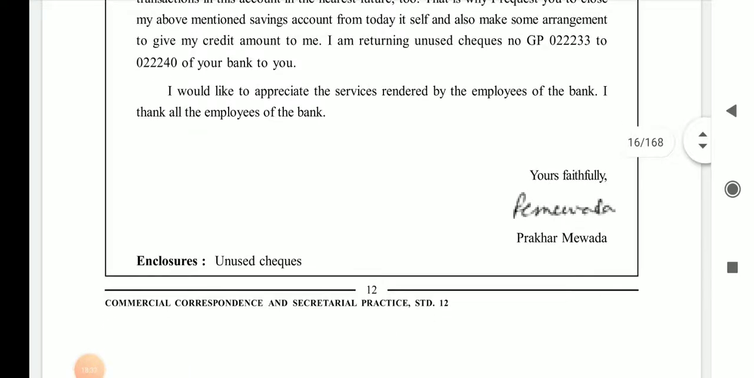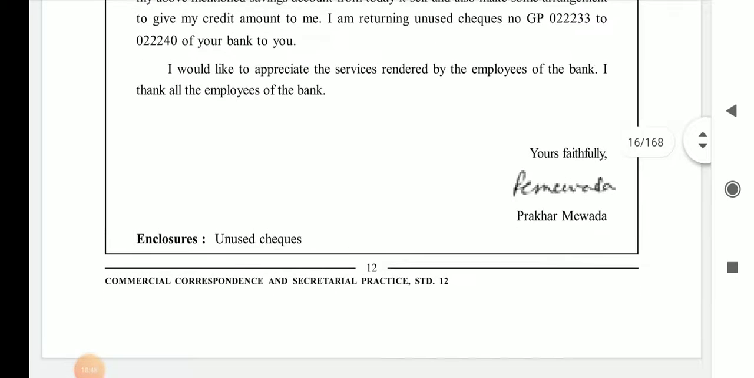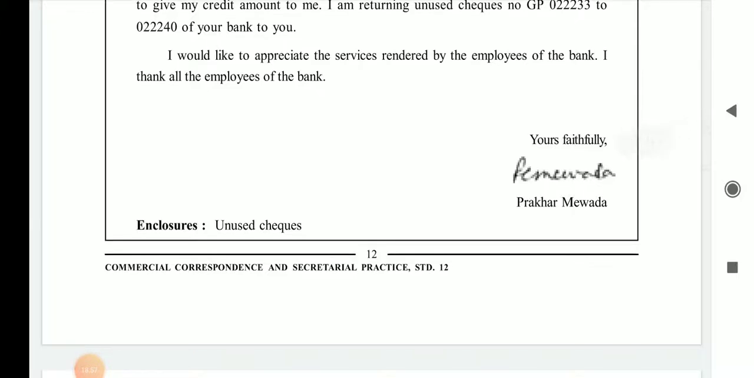I am returning unused cheques numbered GP 022233 to 022240 of your bank to you. That means these 7 cheques are not used by this person, and as he is closing the account, he returns the unused cheques, and it is a formality. That means you have to compulsorily send the unused cheques while you are closing the account.